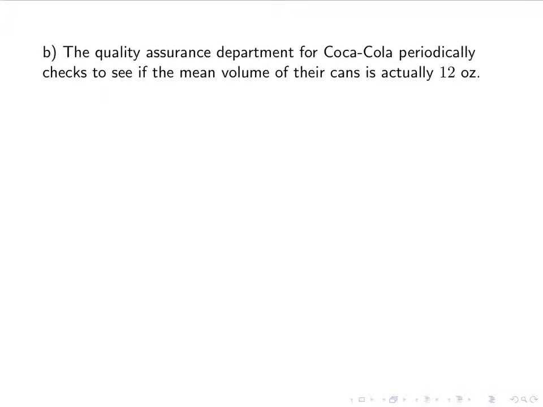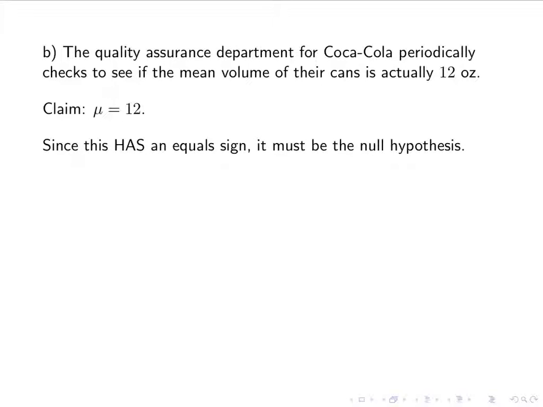So let's try another one. The Quality Assurance Department for Coca-Cola periodically checks to see if the mean volume of their cans is actually 12 ounces. They're claiming that it is 12, right? They want to see, is it actually 12 ounces? That's what it says on the can. Is it true? This has an equal sign, so this must be the null hypothesis. So H sub 0 colon mu equals 12. The null hypothesis is mu equals 12.